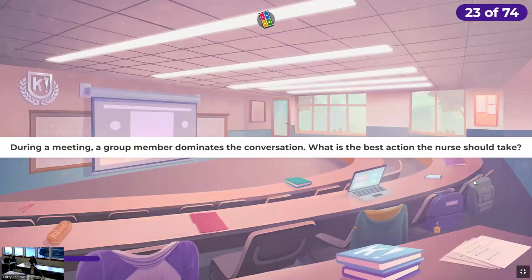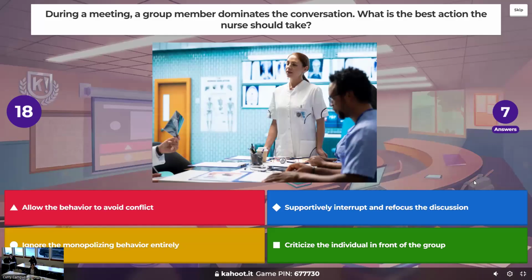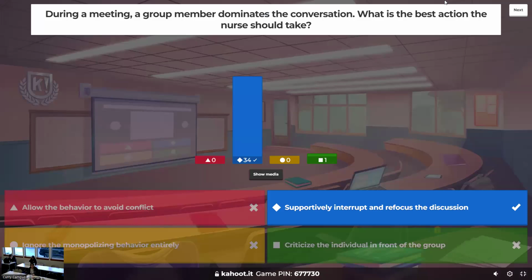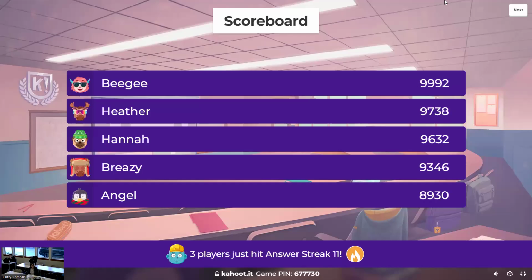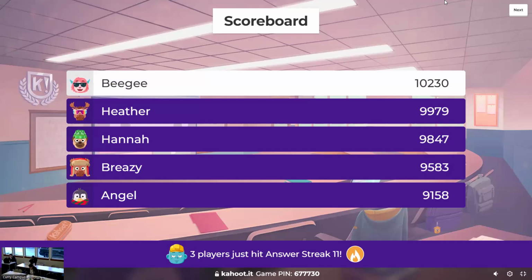Quiz time. During a meeting, a group member dominates the conversation. What is the best action for the nurse to take? Ignore the monopolizing behavior entirely. Supportively interrupt and refocus the discussion. It seems like we did that one. I guess we did it again. I think I just forgot to erase that last one.